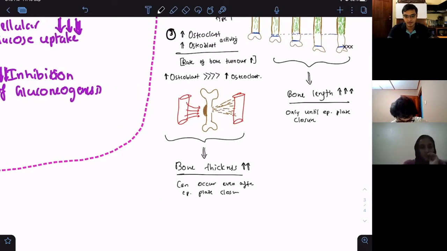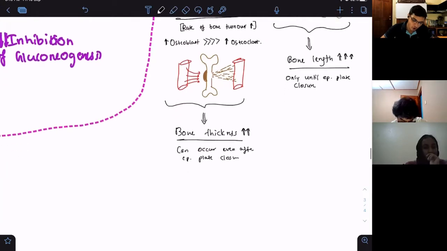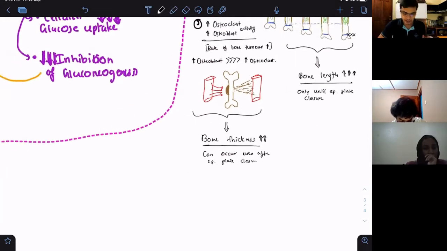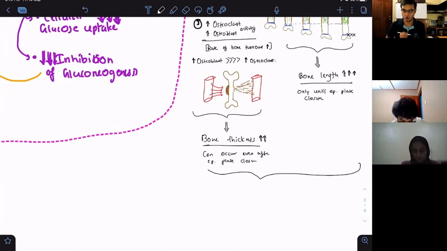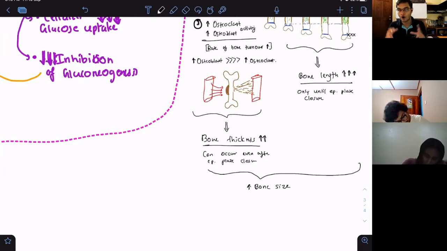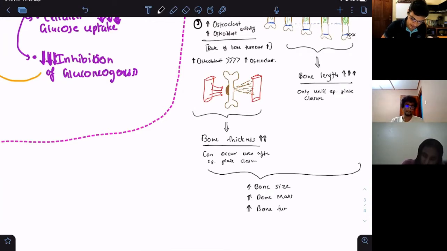Right? Okay. Overall, guys, under normal physiologic levels, what is happening? Increased bone size. Now, when we say size, it can be length or it can be thickness, both. There is increased bone mass, right? And there is increased bone turnover. Don't forget this as well.